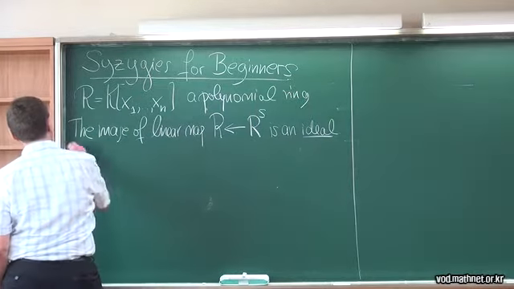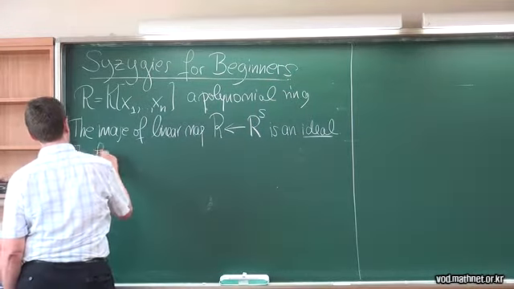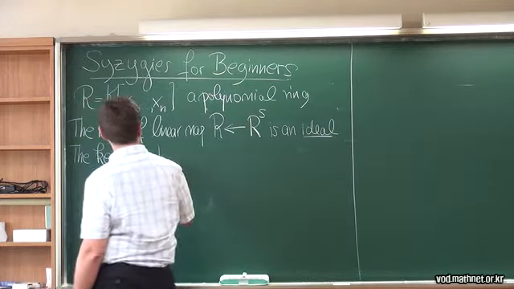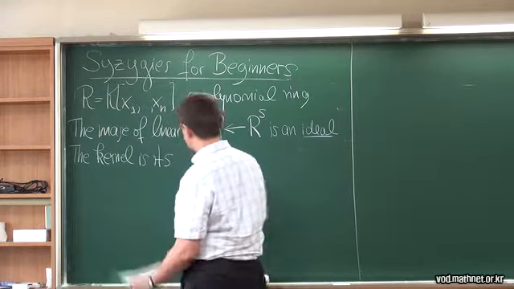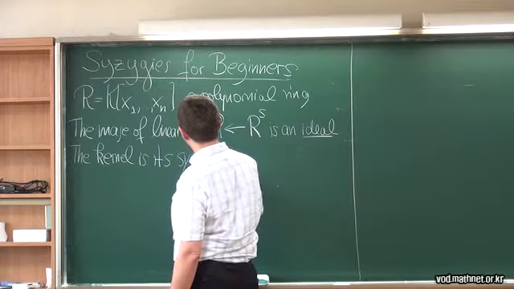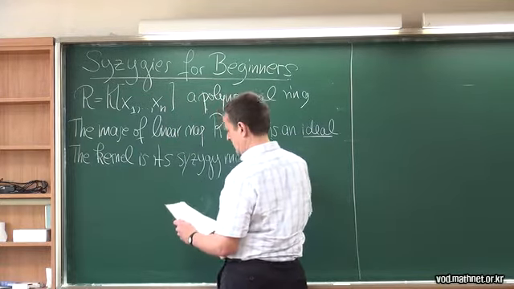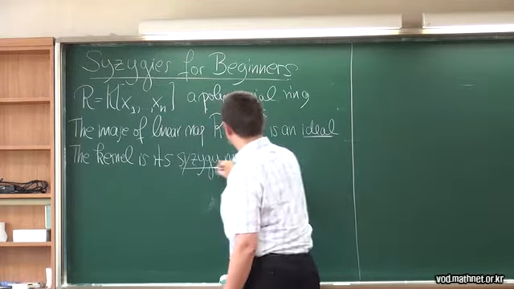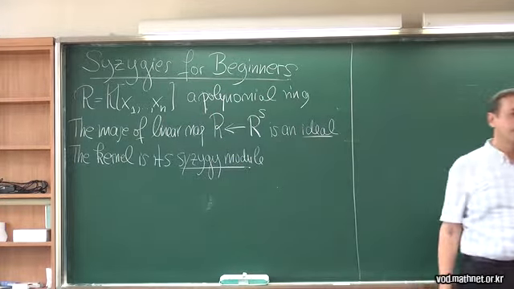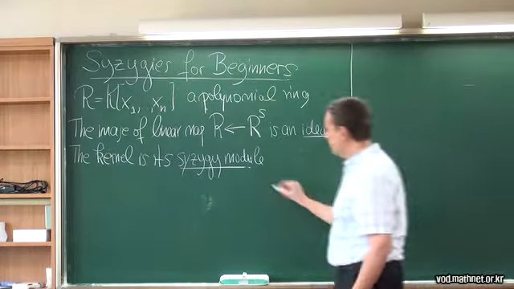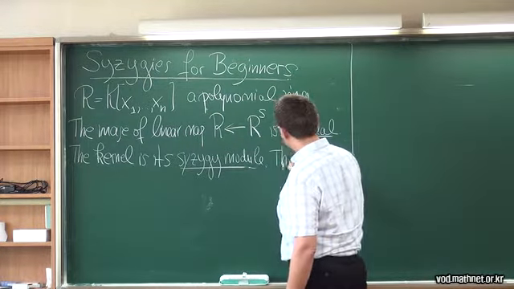Now we have the image, so we can also look at the kernel. So the kernel of this ideal is its syzygy module. Right, so whenever you have a linear map and you know the image, you should ask for the kernel. That's the syzygy module.